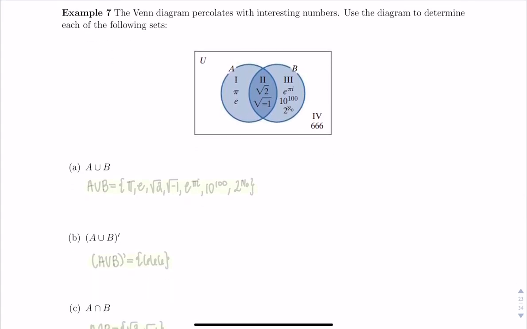In example 7, we want to use the Venn diagram with some interesting numbers to determine some of the following sets. So A union B, that's everything that's in A and in B. So these are some really funky numbers we use in math. We've got pi, we've got e, square root of 2, square root of negative 1, e to the pi i, we've got 10 to the 100, and we've got this 2 with a funky NO going on.